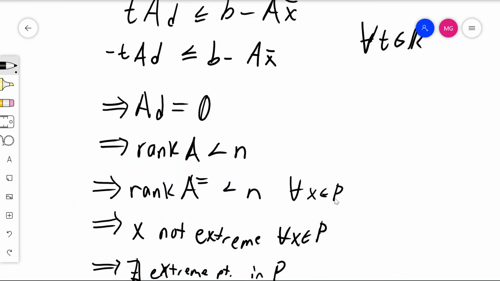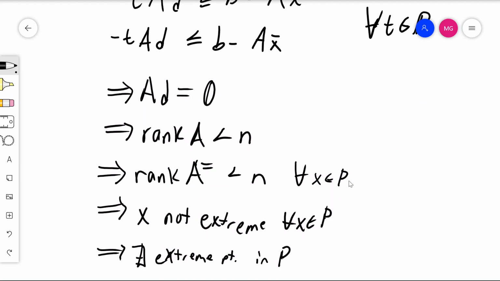for any point x in the polyhedron, there's an associated matrix of tight constraints. Maybe there's no tight constraints, in which case this is just kind of a vacuous condition. But at least for all the points where there are tight constraints, A equality is a well-defined matrix. But it's a submatrix of A. And since A itself, the rank was already strictly less than n, then the rank of A equality for all of those tight matrices, they're all strictly less than n, because the rank's only going to go down when you take a submatrix.